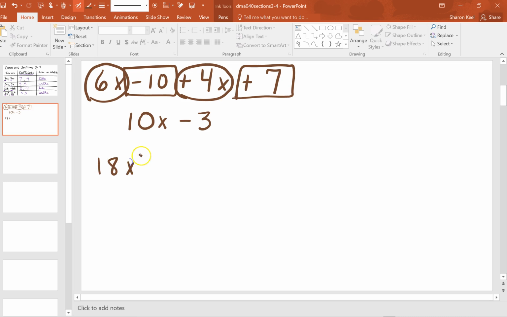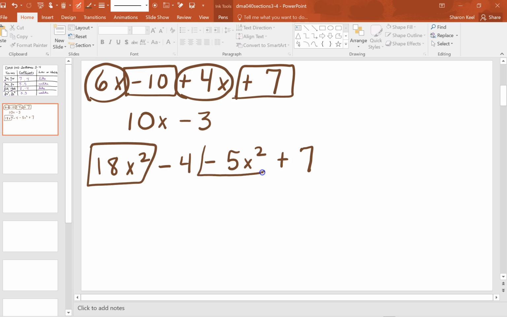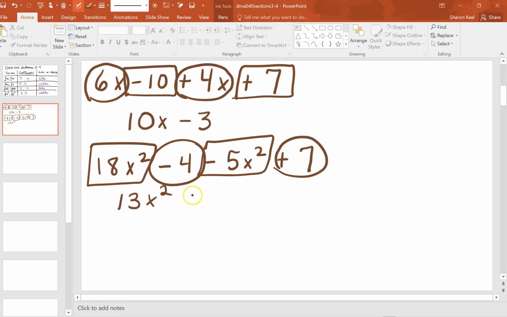If I have 18x squared minus 4 minus 5x squared plus 7. As I'm simplifying this expression, I'm going to combine like terms. So the 18x squared and the minus 5x squared are both like terms. 18 minus 5 leaves me with 13x squared. -4 plus 7 is going to give me a +3. So I have combined my like terms.